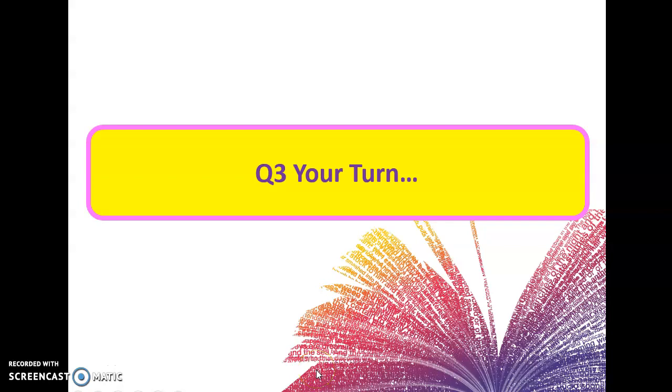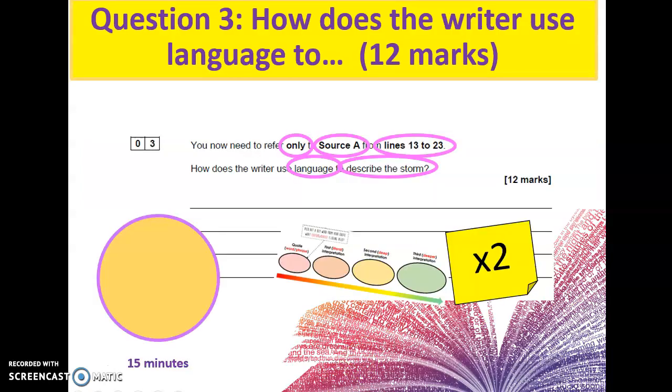Okay, year 11, you're now on the home straight. You've done your writing question 1, question 2 and question 4. So you're now on to question 3. If you remember from the little overview at the start, question 3 asks you about language. Now, this is worth 12 marks. So it's how does the writer use language to, and in this case it's to describe the storm.